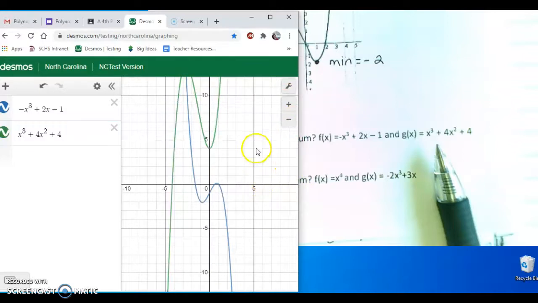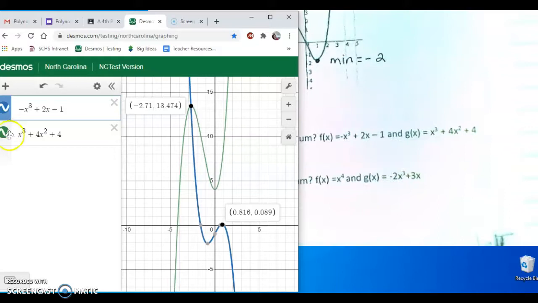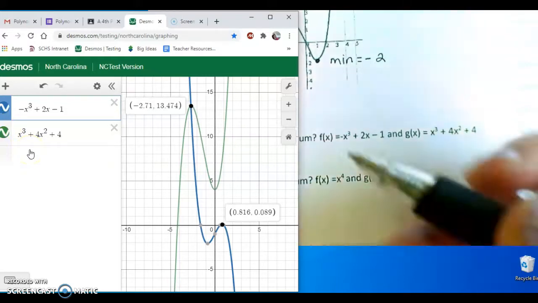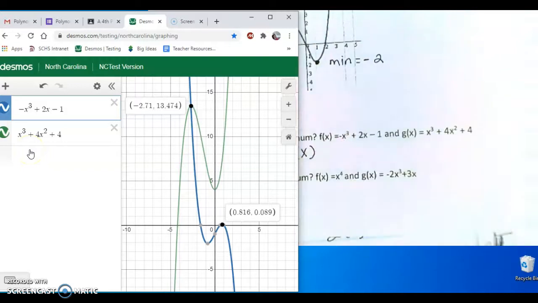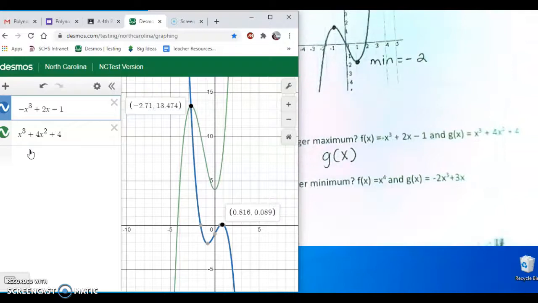I'm going to hit home to make it easier. Okay, look at the green. This one has a maximum up here, right? That's a maximum. Alright, and now look at the blue. There's the maximum. Which one of those is bigger? The green. So the green is the second one, g of x. So g of x is bigger. It doesn't matter what the number is. When we look at the values, we're looking at how tall they are. And the green one is taller.